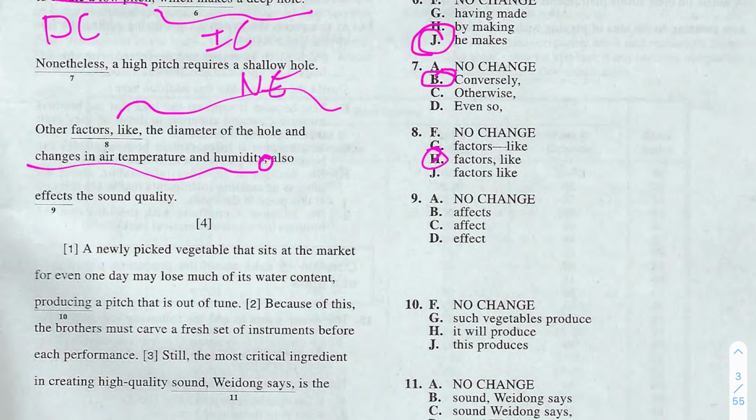And then 9 is C, because we need a verb here, because it's affecting the sound quality, not effects. Effects is used after something has already changed. Affect is used as a verb, and in this case, factors are affecting the sound quality. So 9 would be C.